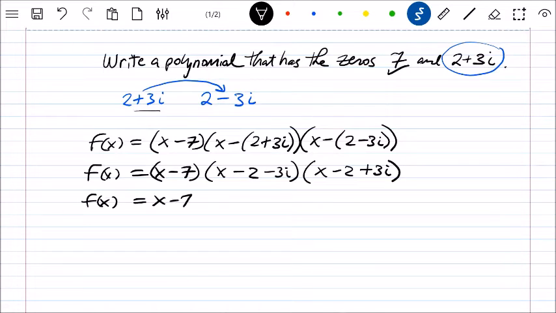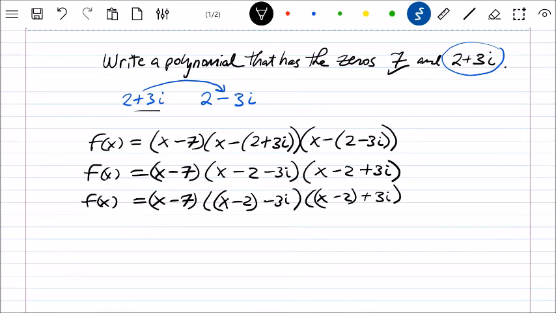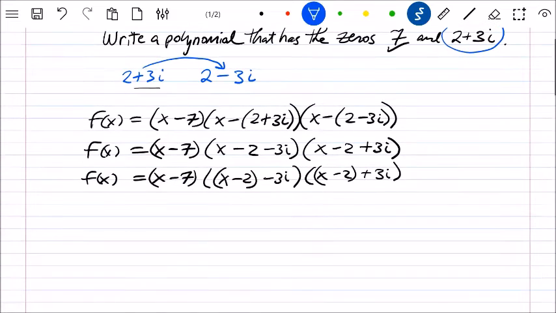Next, I'm going to use what we would call the associative property to specifically associate the x minus 2 with parentheses. It doesn't actually change anything, does it? All it really does is change how it looks. But how it looks is now very important. I'm going to call x minus 2 a. I'm going to call 3i b. So what I have is an a minus b and an a plus b thing.